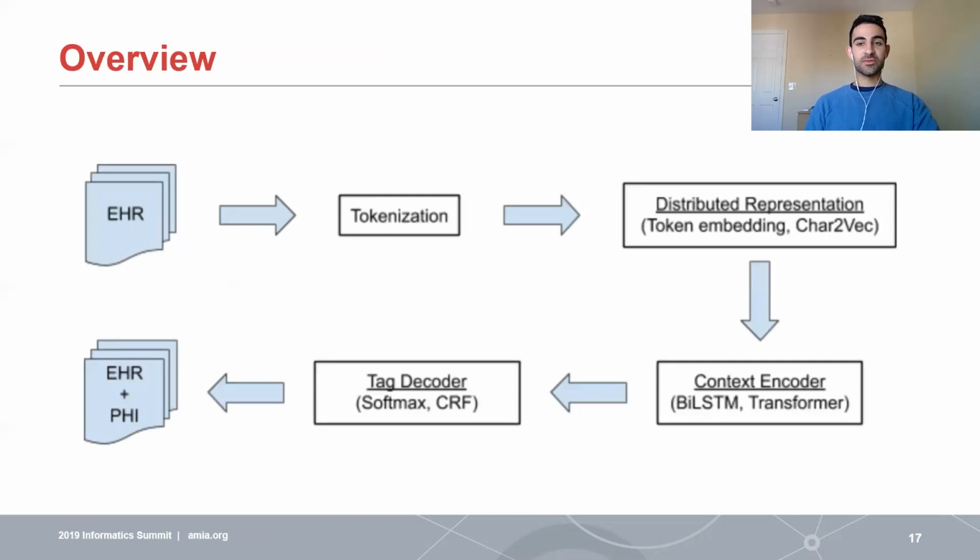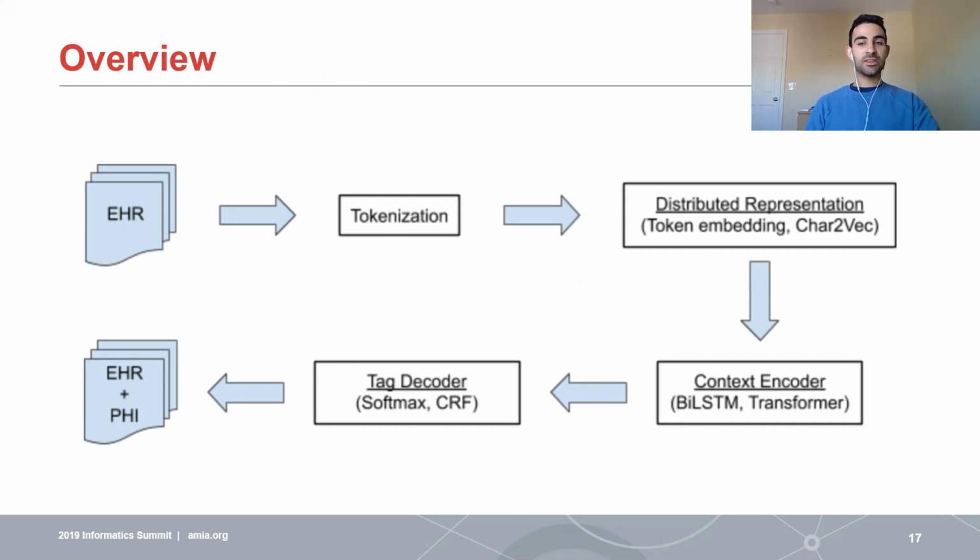Before we get into the specifics, here's a high-level overview of how our NER systems operate. First, we take free text EHRs and tokenize them so that the sentences are separated into sequences of words, or tokens. Second, we convert these tokens into numerical vectors, or embeddings, thereby forming a distributed representation. Third, we feed these embeddings into some context encoder to output a new set of vectors.